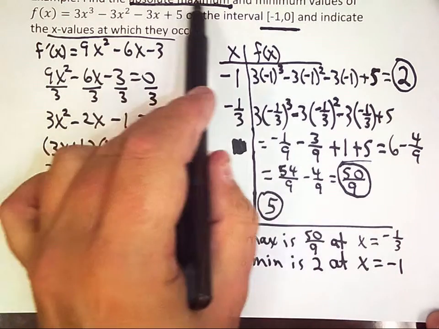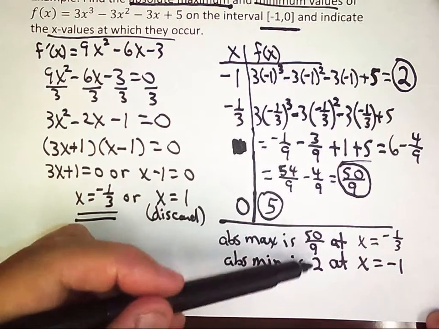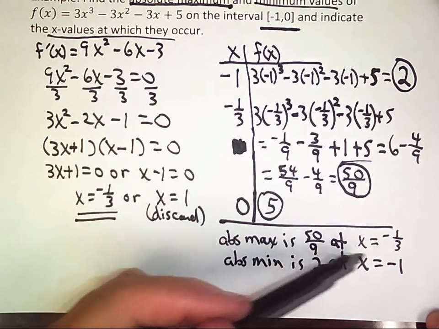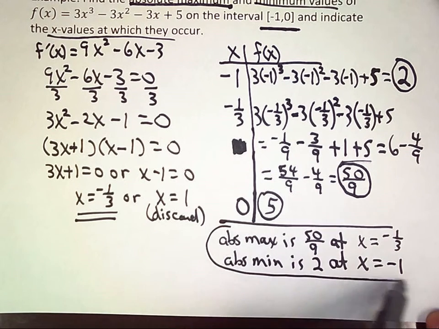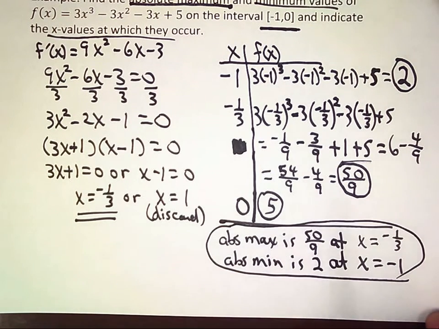So they asked to find the absolute maximum and minimum. Those are these two values. And where they occur. So that's why I added the "at" part. And there you go.